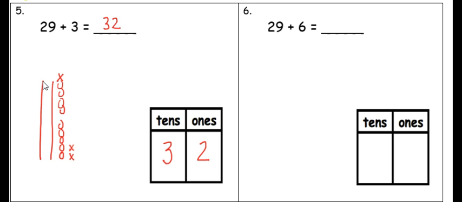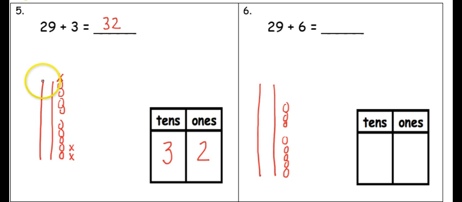Over here we're starting with 29 again, so I'll draw my 2 tens and my 9 ones. And now I'm going to add in 6. So I'll add 1 to that group. Now I have another 10, and then 5 more. So that gives me 3 tens in all, and then 5 ones. So 29 plus 6 equals 35.